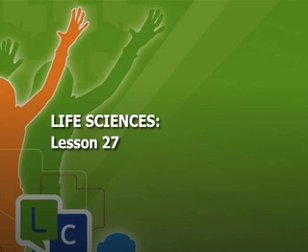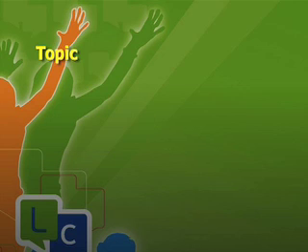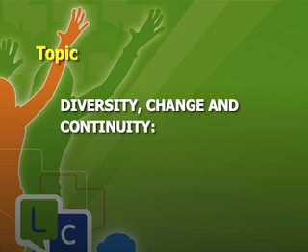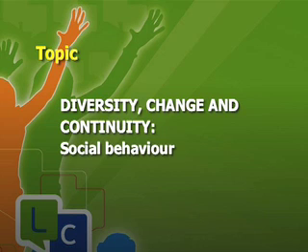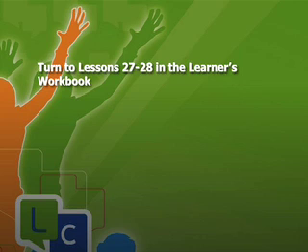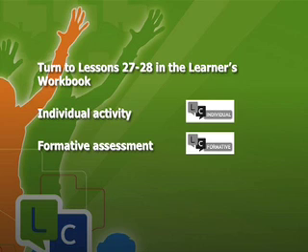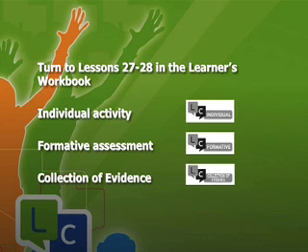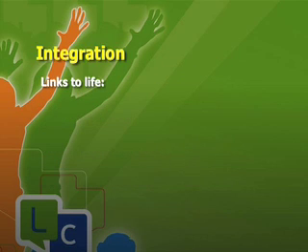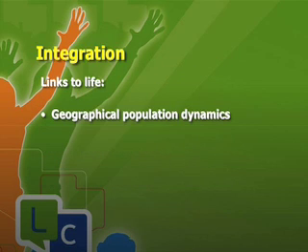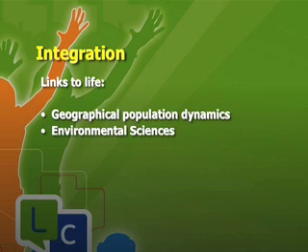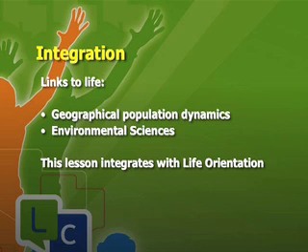Life Sciences, Lesson 27. Topic: Diversity, Change and Continuity. Social Behavior. Turn to lessons 27 to 28 in the Learner's Workbook. These lessons include an individual activity with formative assessment and collection of evidence. Integration, links to life, geographical population dynamics, environmental sciences. This lesson integrates with life orientation.